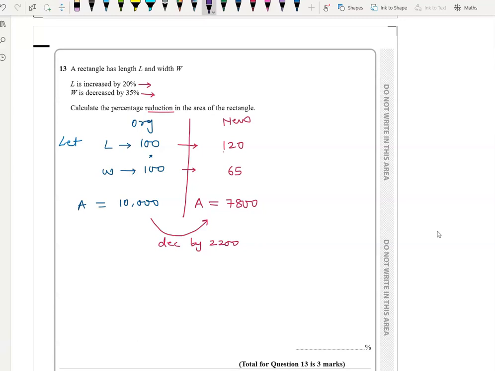The formula for percentage reduction or percentage decrease: you divide the decrease by the original, times 100. It has decreased by 2,200. The original area was 10,000, times 100. Cancel out the zeros. Okay, you will get 22%. So the total area has reduced by 22%.